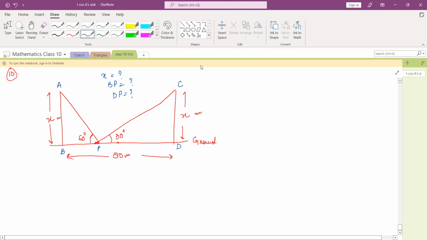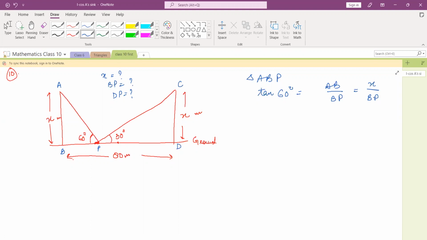Now, if I take this triangle, let's say ABP triangle, and I want to use tan of 60 degrees, that means perpendicular upon base. So perpendicular is AB and base is BP. Now, AB is also unknown, that is X, and BP I also don't know. So I cannot solve it. At least one of the values I should have to solve it. Similarly, if I use another triangle, let's say PCD triangle, same problem.